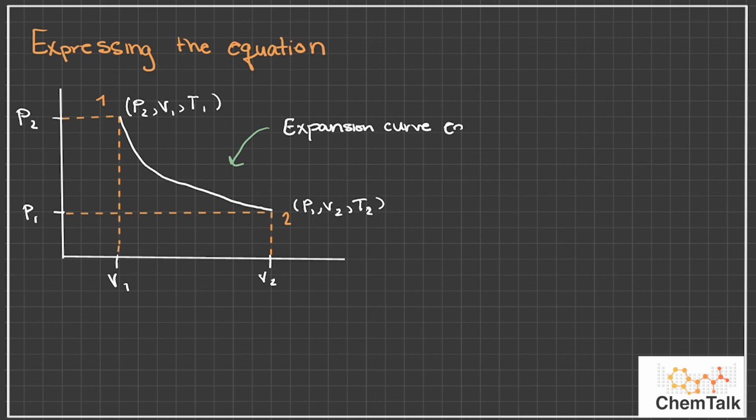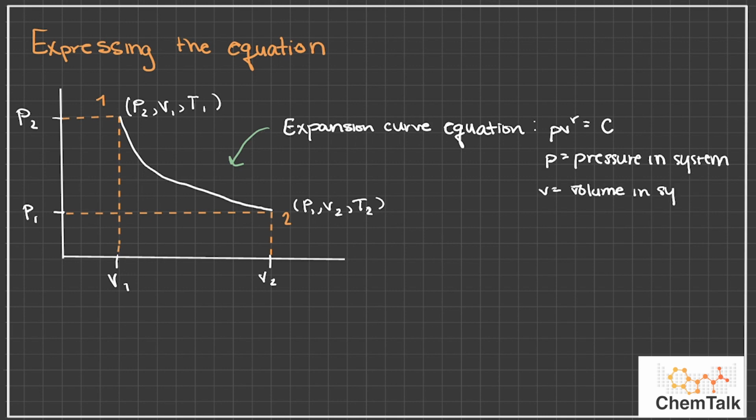Now, the expansion curve equation is written as P times V to the power of R equals C. So P is our pressure in the system, V is our volume in the system, R is our adiabatic index, and C is the constant that we're looking for between the expression of expansion and our compression. Now, R can either be found in the back of your textbook, or you can just look it up on a source that usually has these kinds of values. So you're looking for credible sources from scientific organizations, such as ChemTalk.